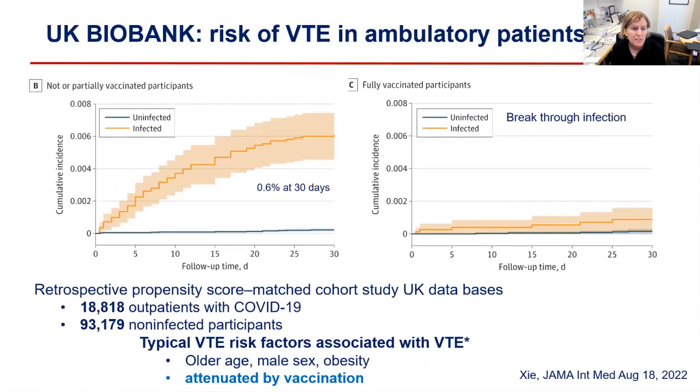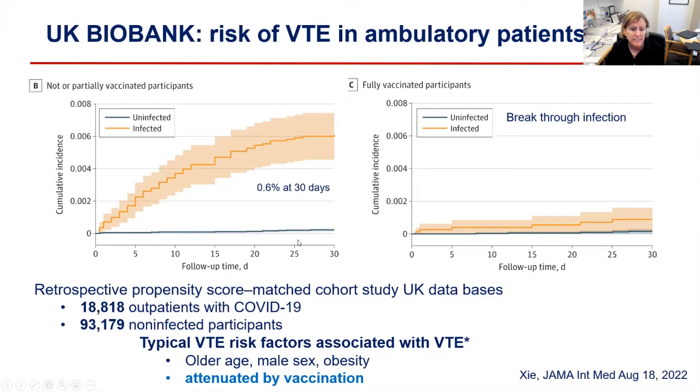The last data slide I want to show in the last few minutes just came out about a month ago in August. It's a little different, but it's looking at the outcome of macrovascular thrombosis in the UK Biobank database of patients from the UK. This was a retrospective propensity score matched cohort that compared 18,000 outpatients with COVID-19, not hospitalized when they were diagnosed, to 93,000 non-infected patients. And you can see a difference here between those that are vaccinated and those that are not vaccinated, and those that are fully vaccinated.